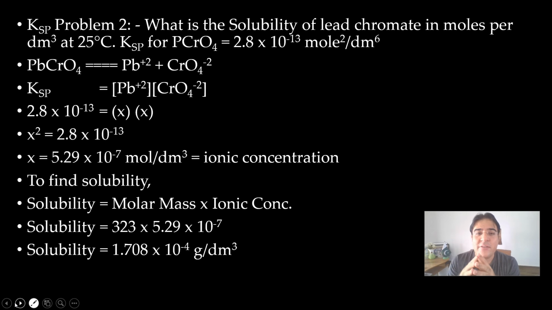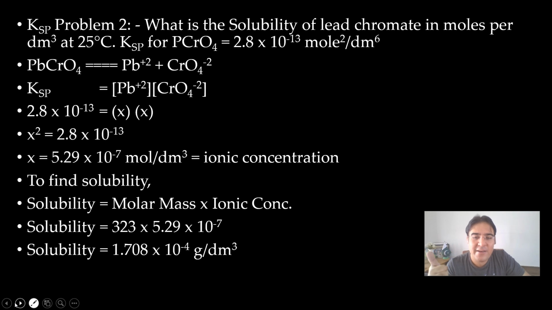In type 3, they don't ask for either Ksp or solubility. They give Ksp, and they somehow give ionic concentration, and then you multiply the ionic concentrations. If the answer is more than Ksp, you say supersaturated solution. It will precipitate. If it is less than Ksp, what do you say? It is unsaturated solution. It won't precipitate. If it is equal to Ksp, you say what? It is saturated solution and it won't precipitate.